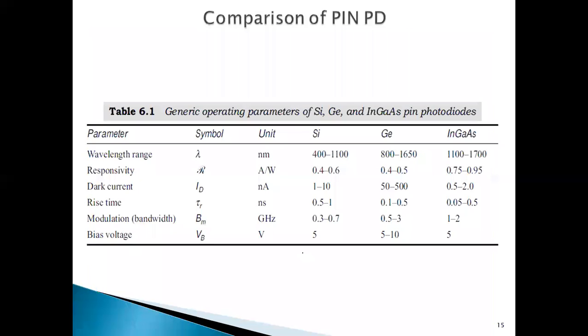Okay, so this is a comparison of PIN photodiodes, depending on the material: silicon, germanium, and indium gallium arsenide. We have the wavelength range for these three types of material. The wavelength range is 400 to 1100 for silicon, 800 to 1650 for germanium, and 1100 to 1700 for indium gallium arsenide. That should be the range of wavelength for these PIN photodiode materials.